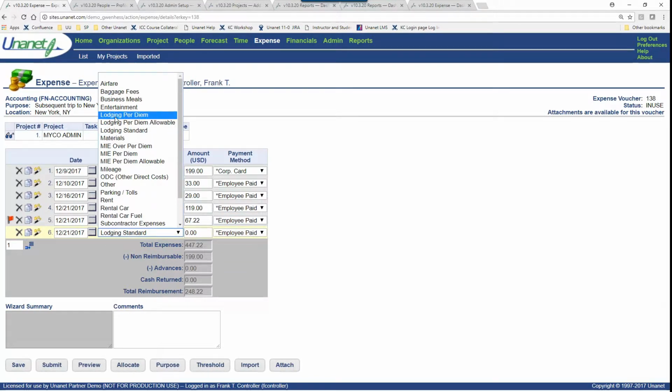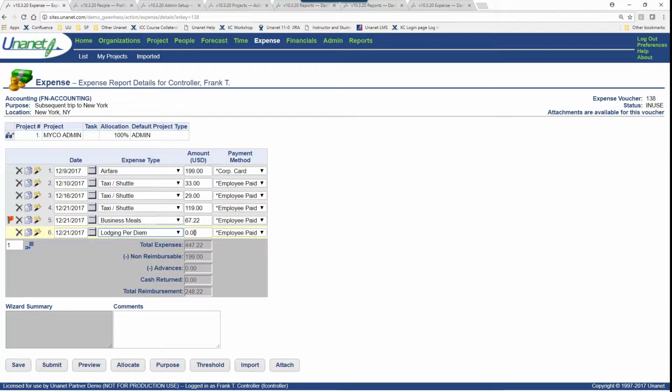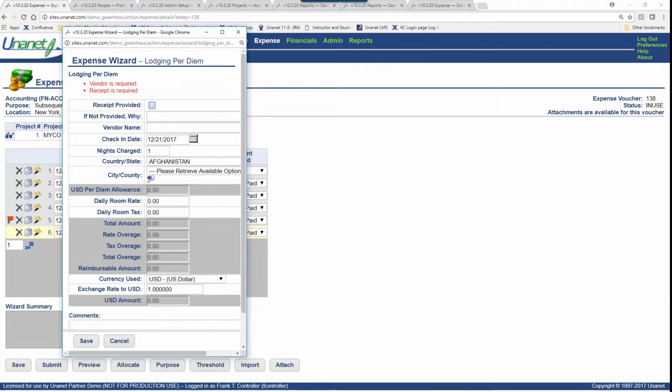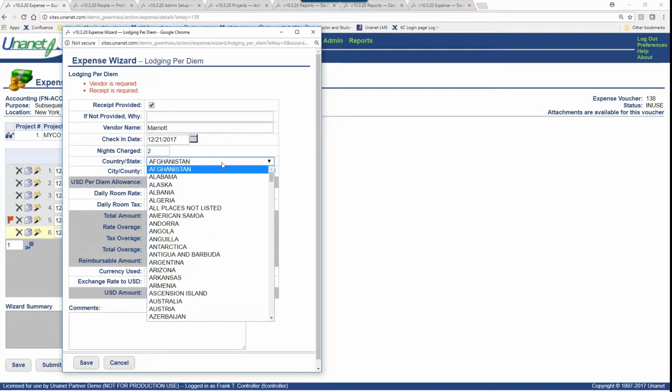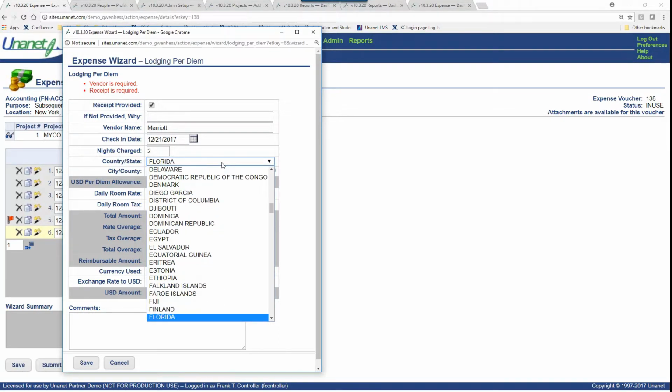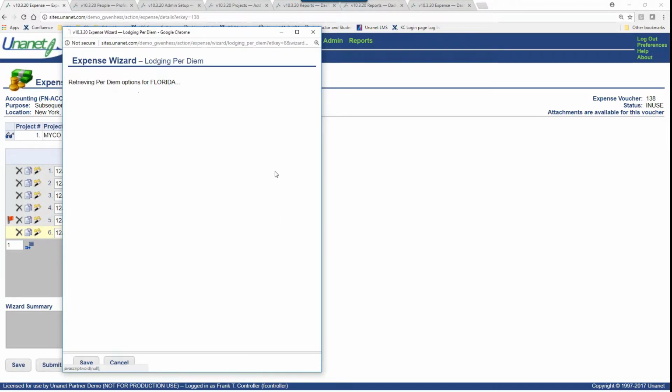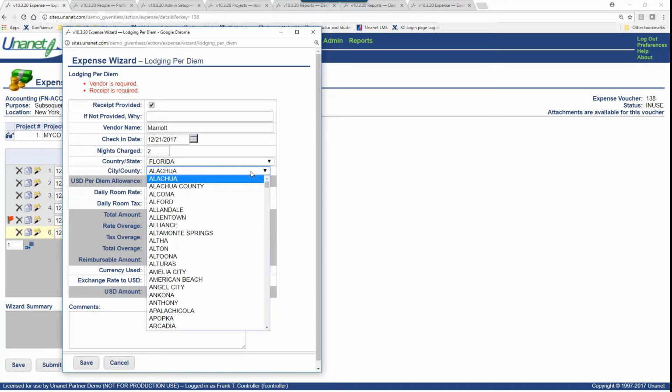A lot of times we will go to the one called lodging per diem. When we fill that one out, we have a different wizard. Here I know that my receipt is required, and I've got a vendor that is required, so I fill that out. Of course, I'm telling it when I checked in and how many days I stayed. I'm selecting things like where this was, retrieving that information and picking the city.